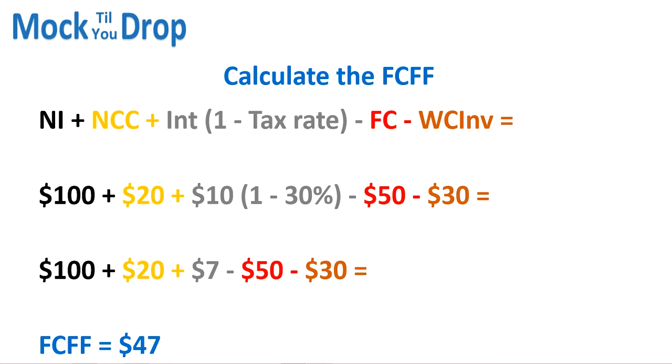So from the last slide, we start with net income of 100. We add back the non-cash charges such as depreciation of 20. And we add back interest costs of 10, but make the adjustment for the tax rate because interest cost is a before tax item, so the amount added is 7. And then we subtract the fixed capital 50 and the working capital investment of 30 to get $47 as our answer for free cash flow to the firm.